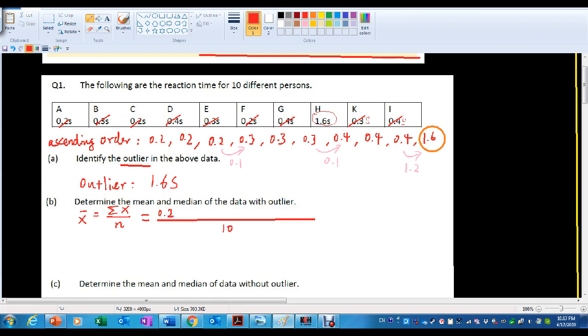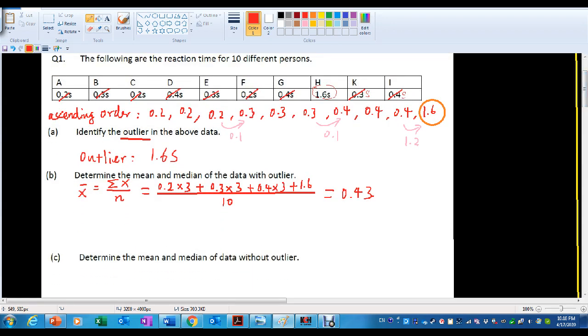Then we add them up. 0.2: how many 0.2? There are 3, so I don't want to write all of them. So 0.2 times 3, that means three 0.2s added together. 0.3, again there are 3, and also there are 3 of 0.4, plus 1.6. Let's calculate by using your calculator. So the mean is 0.43.